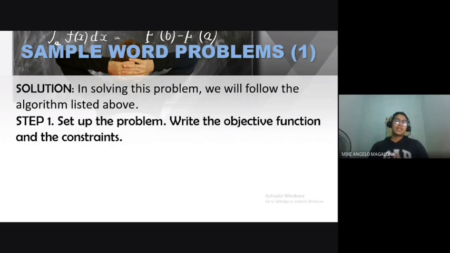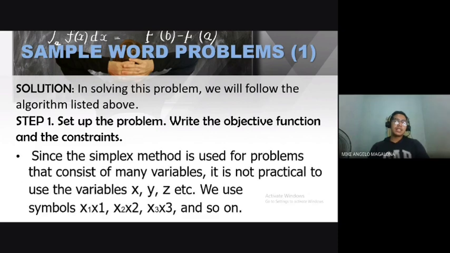So for our solution to this problem, we will follow the algorithm listed above. Step 1. Set up the problem. Write the objective function and the constraints. Since the simplex method is utilized for problems that consist of many variables, it is not practical to use the variables x, y, z, etc. Hence, we use symbols like x sub 1, x sub 2, x sub 3, and so on.